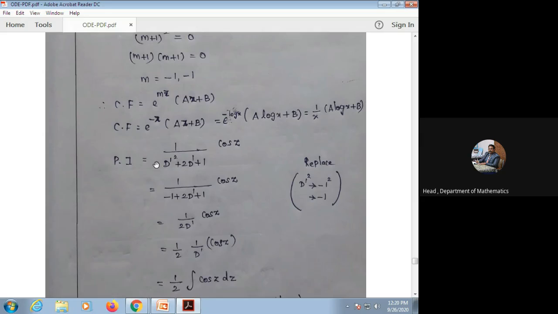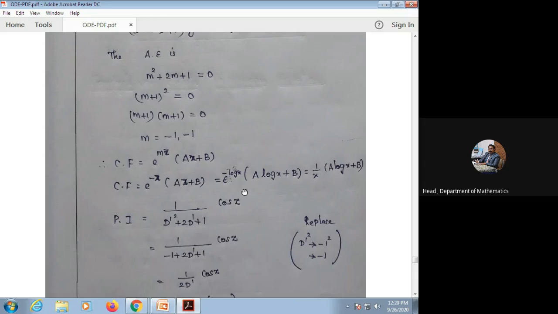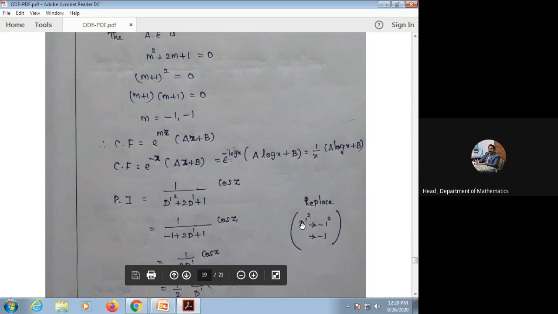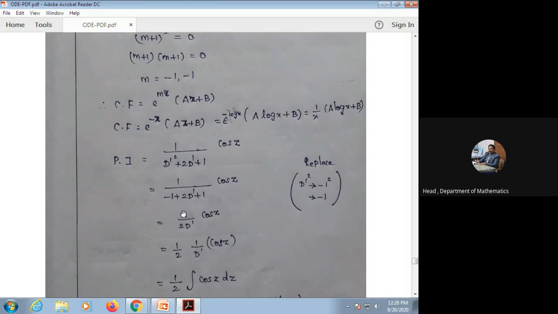Then the particular solution: what is given is 1 by (D dash squared plus 2D dash plus 1) into cos z. This is a type 2 problem. That is, we replace D dash squared by minus a squared. The a value is 1, therefore put a equal to 1, that is 1 squared, so it is minus 1. So put D dash squared as minus 1 here. Therefore minus 1 plus 2D dash plus 1. Cancelling these two values, we get 1 divided by 2D dash of cos z.